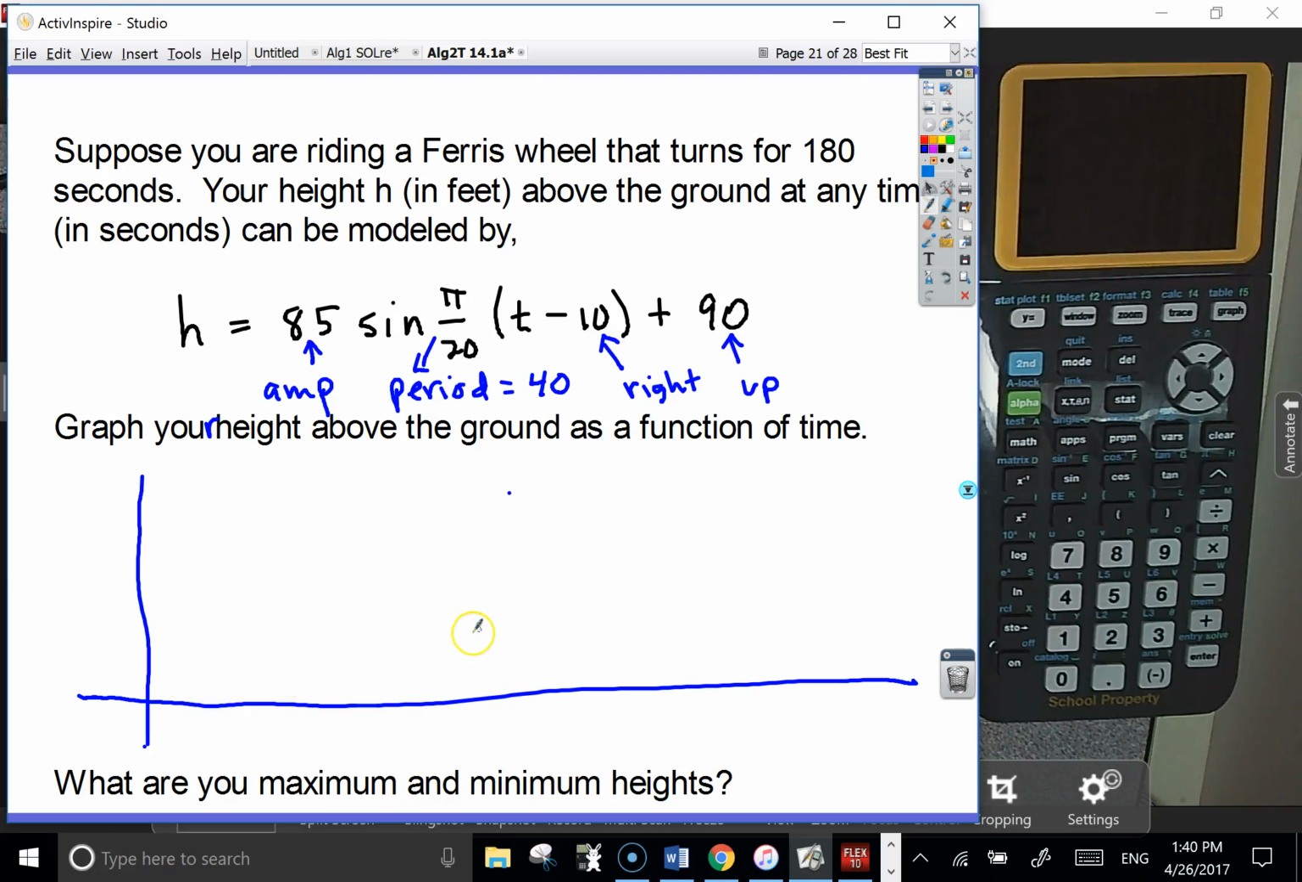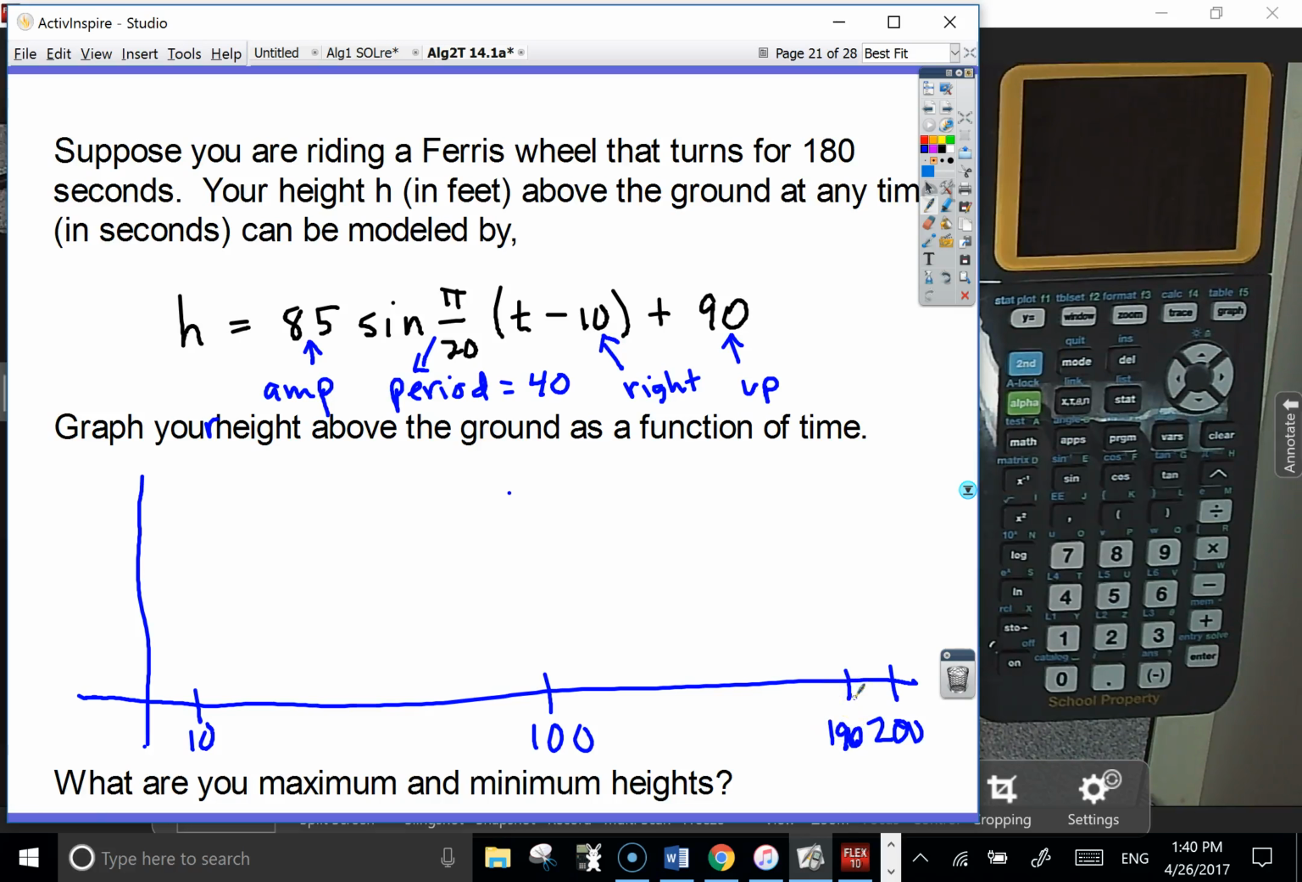So let's see. So 109. I'm going to make this 100, and this is going to be 200. That'll make 10. The shift of 10 to the right puts it about right there, and it's going for 180, so it's going to go up to 190. That's how much of the graph, I guess, they said that they wanted us to do.